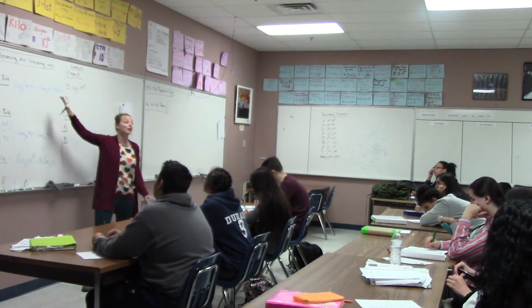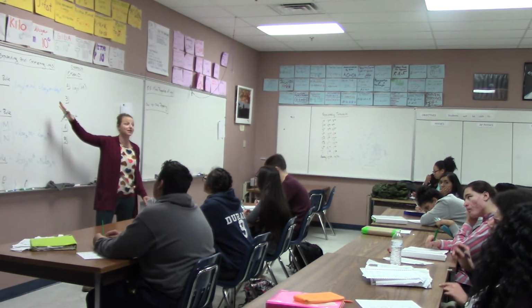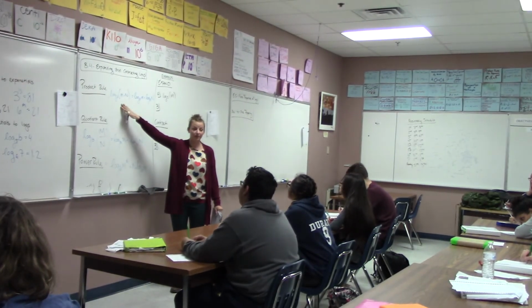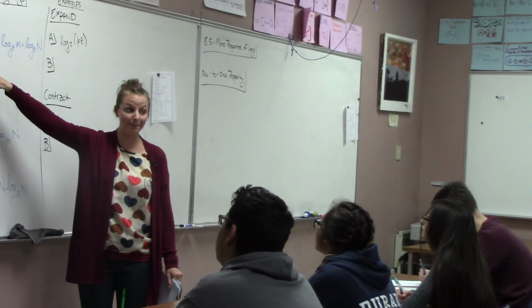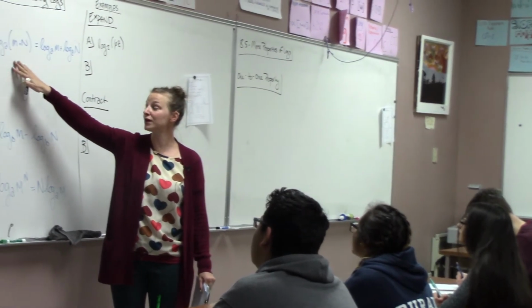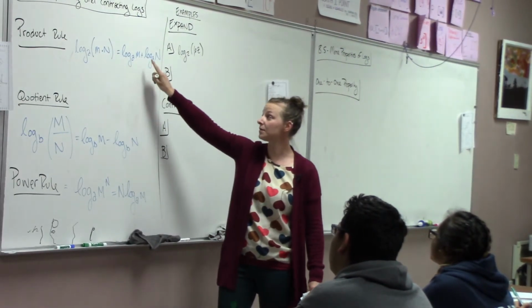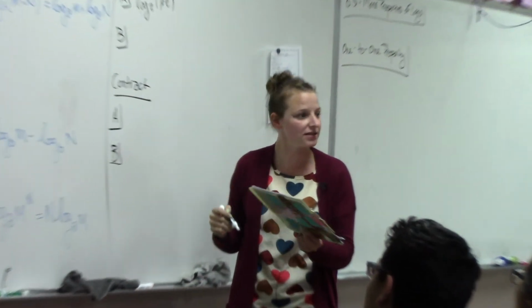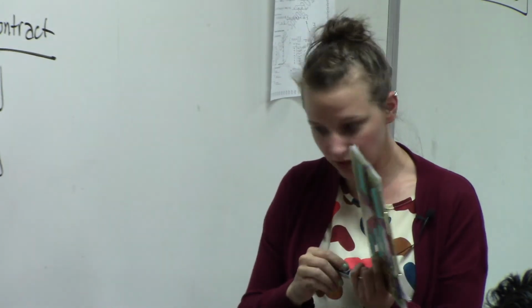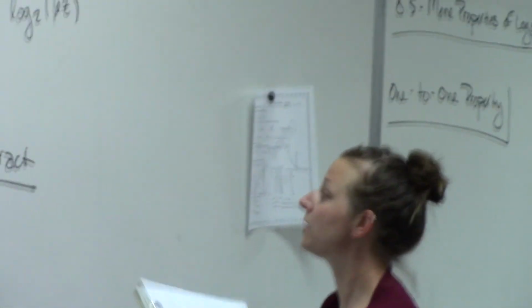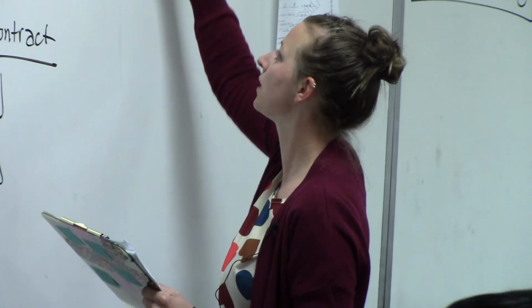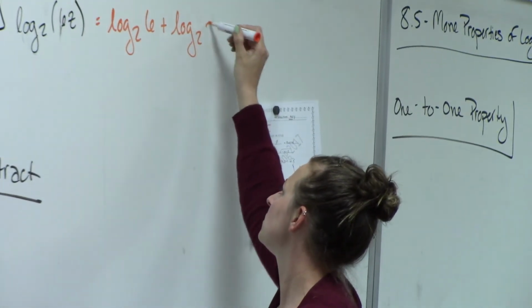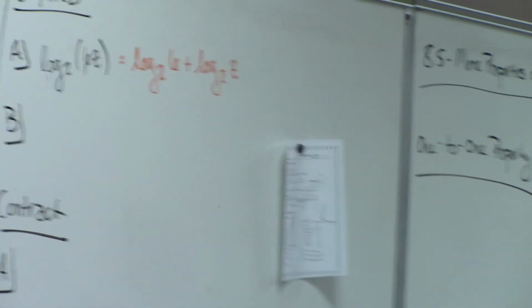One more time. I heard a bunch of different words, so let's make sure we all know what's going on and say the same word together. If we're using the product rule for expansion, we're going to split these logs up using what operation? Everybody? Addition. Very well said. Okay, so here we go. It's going to look like log base 2 of 6 plus log base 2 of z. Well, that was easy. Not so bad.